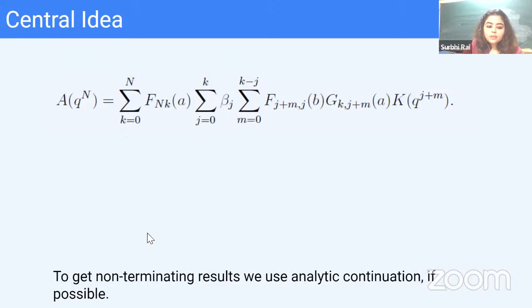To get non-terminating results, we use analytic continuation if possible. That is, we replace q raised to n by y if it's possible, if the convergence conditions and things hold, and we obtain a non-terminating result.